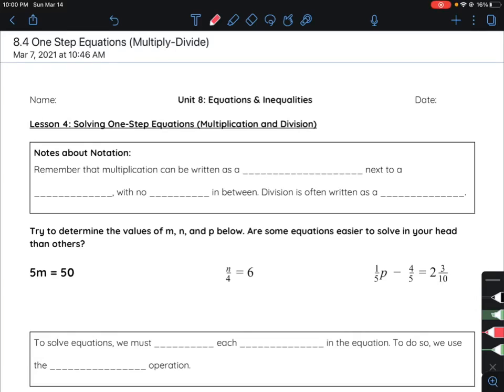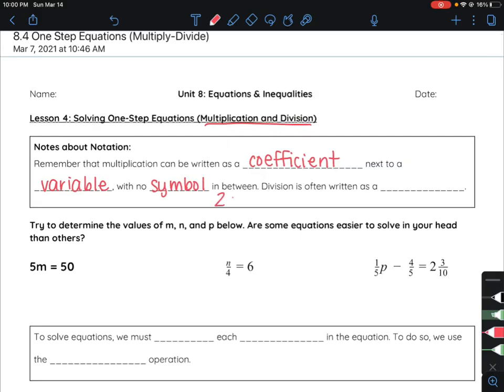For Lesson 4, we'll be moving on to solving one-step equations that involve multiplication and division. Just a couple of notes and reminders about notation. Remember that multiplication can be written as a coefficient next to a variable with no symbol in between, maybe like 2a. We have that invisible multiplication in there that we don't write. Division is often written as a fraction. For example, x divided by 2 would be x over 2.